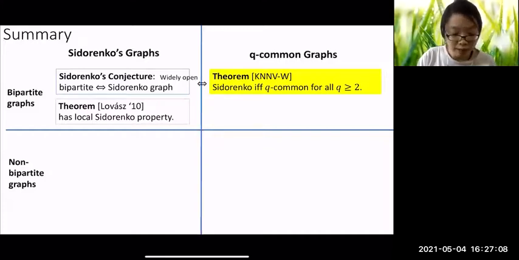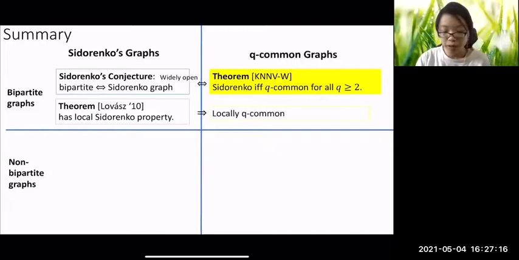And Lovász proved that bipartite graphs always have the local Sidorenko property. And this also implies, as an easy consequence, that bipartite graphs are always locally Q-common for any Q. Although we don't know whether they are Q-common for any specific Q, because we don't know whether any bipartite graph is Sidorenko or not, at least we know they are locally Q-common.